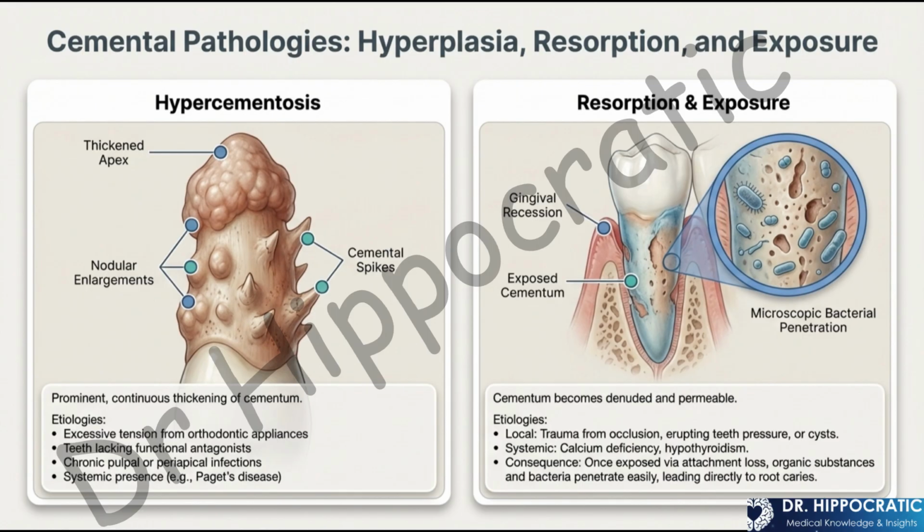The gums recede, and the cementum is left out in the open. This is an incredibly common and frustrating clinical issue. When your gums recede due to aggressive brushing or inflammation, that incredibly thin, soft cementum near the crown is suddenly exposed to the mouth. And because it's soft and highly permeable, microscopic bacteria penetrate instantly. Yeah. This leads to root caries, cavities forming directly on the root of the tooth, which are notoriously difficult for a dentist to drill and fill.